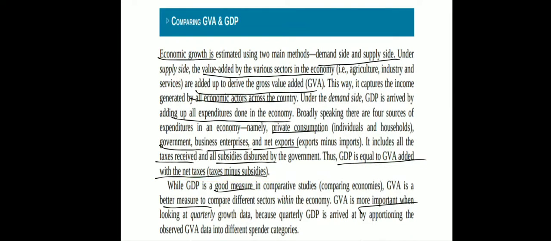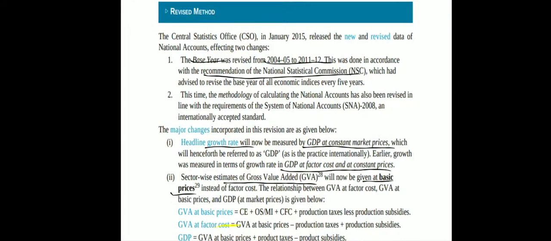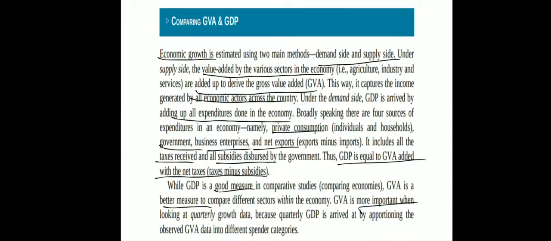Also, let's quickly go through the economic growth. This part is just the explanation in words that we've seen, the explanation of this formula, this paragraph. Economic growth is estimated using two sides, demand side and supply side. What is supply side? It is the value added by the various sectors in the economy, and these are all added up to derive the gross value added. It captures the income generated by economic actors across the country, the agriculture sector, the industry actors, the services actors. So all of these are added to give us the GVA.